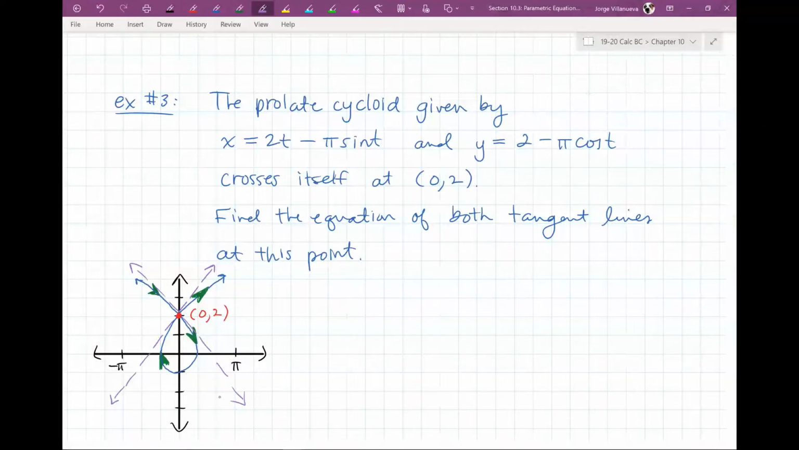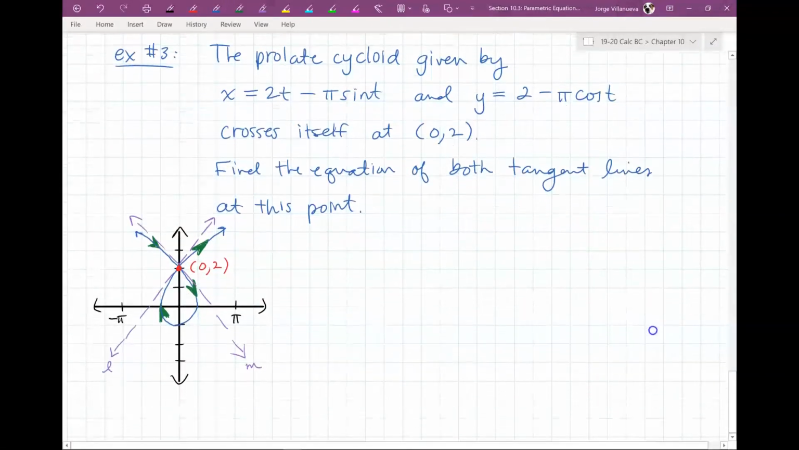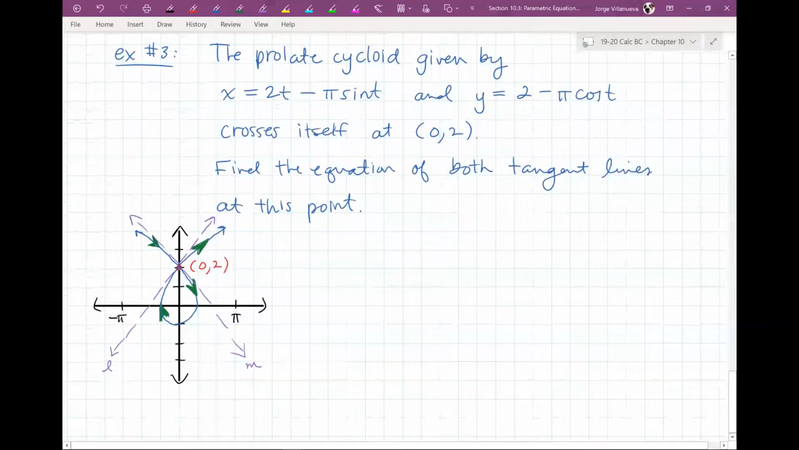But we do have 2 different lines, right? So we can call them L and M. These are 2 tangent lines that we have to try to figure out. Okay, you could do this without the picture, but the picture might give you an idea of the symmetry of the function. So in order to do this, we're going to have to take a derivative. So let's do that.